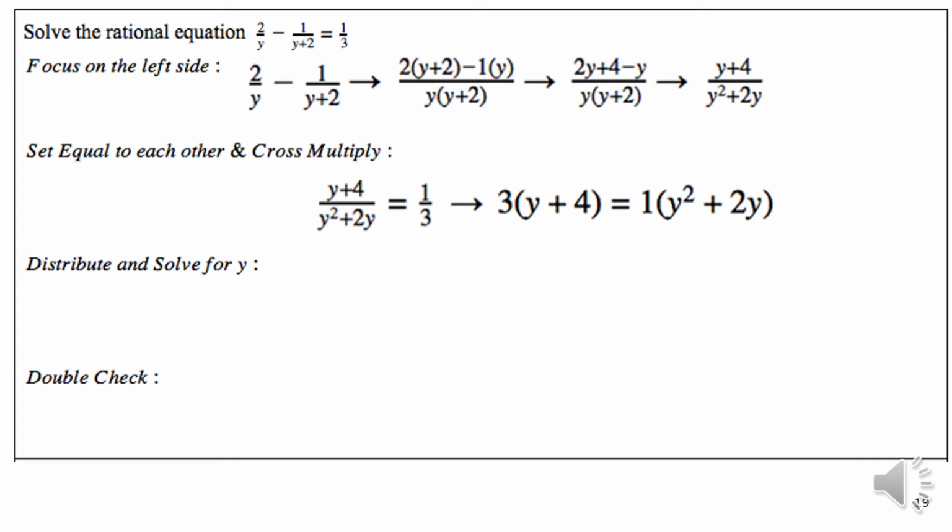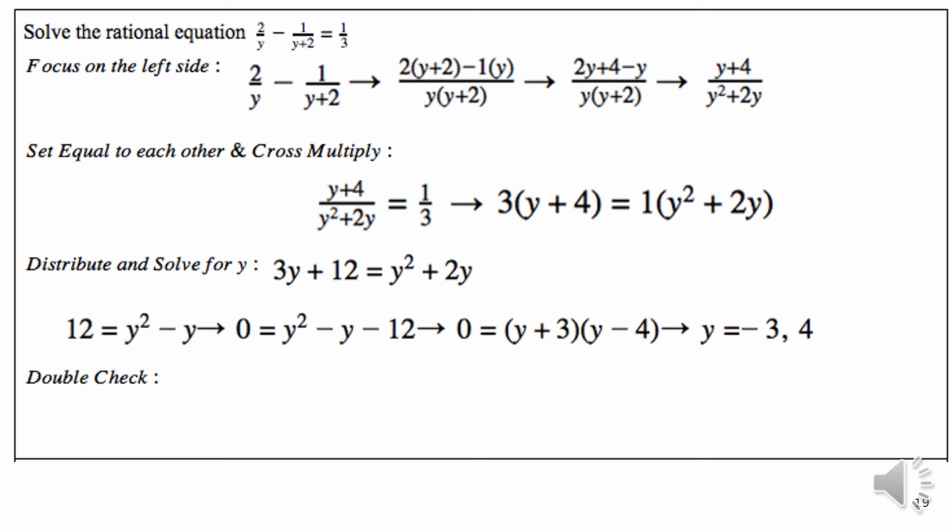So we're going to cross multiply and get 3 times y plus 4 is equal to 1 times y squared plus 2y. We can then distribute, and then we're going to move all of our terms onto the right-hand side. So we're going to end up with y squared minus y minus 12. From there, we can factor that into y plus 3 times y minus 4 and get our solutions as negative 3 and positive 4. We then need to double check that both negative 3 and positive 4 work. In this case, they do.